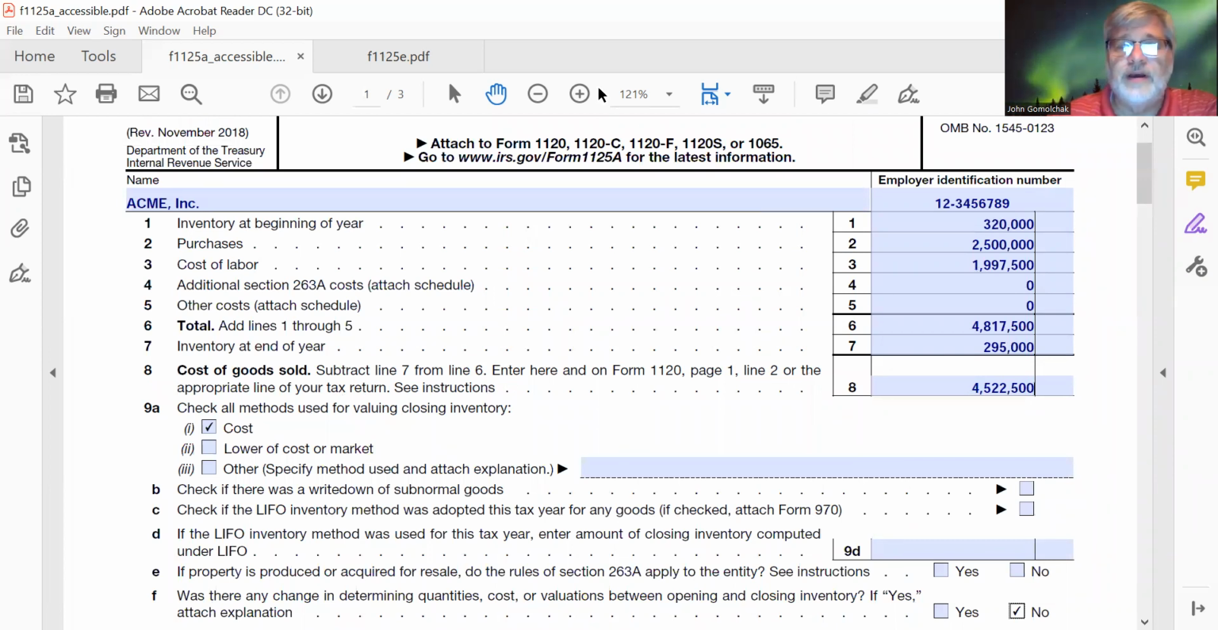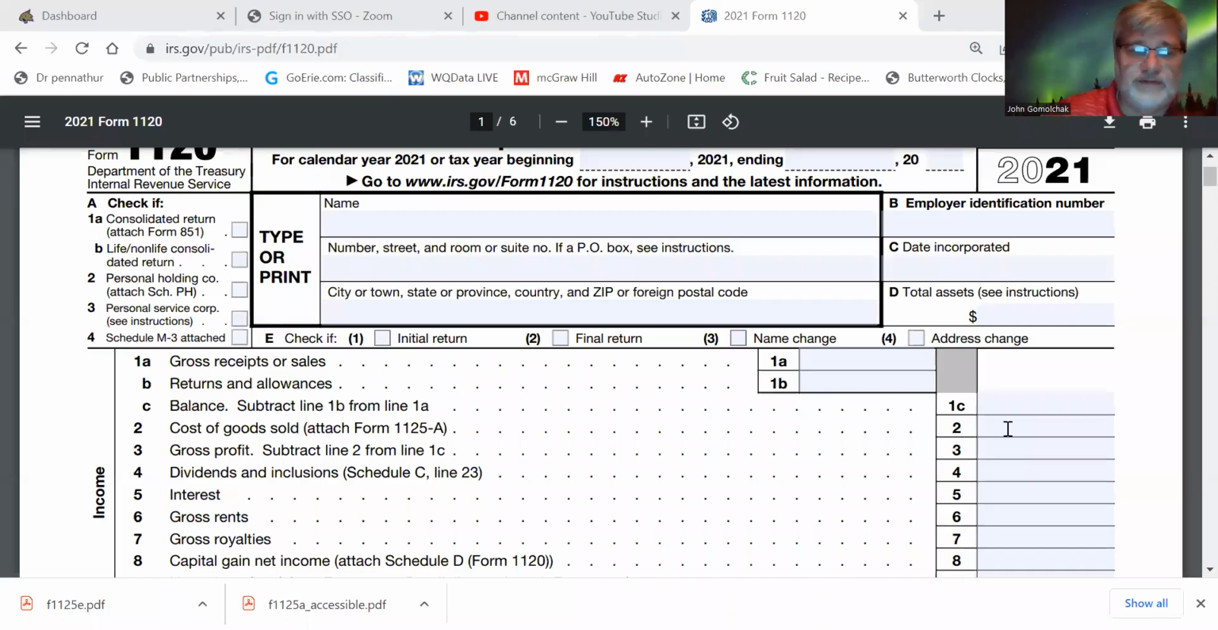4,522,500. Oops. I can't remember the number. Yeah, moving from the back page to the front page here, I lost it.